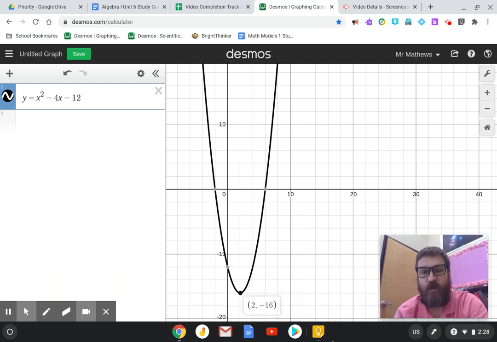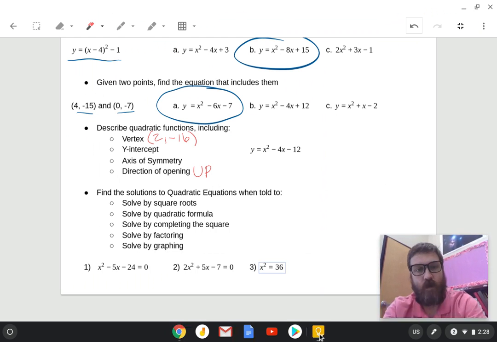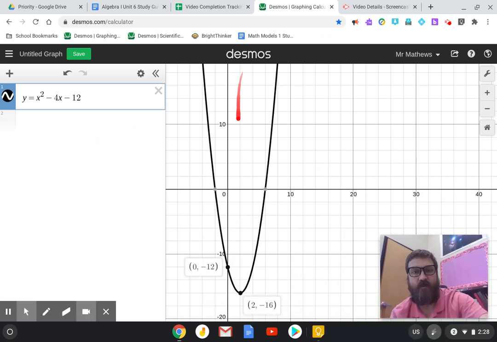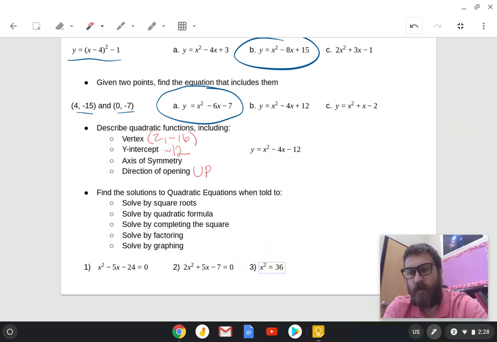And then the next thing it asks for is to find the y-intercept. The y-intercept is where it crosses the y-axis. Remember, the y-axis is the vertical axis. So that's this point right here at (0, -12), or you can just put -12. And then the axis of symmetry is the x value of the vertex, because if you remember, the axis of symmetry is the line that sort of divides that parabola into two equal parts. So it's going to be at x equals 2. So write that down. X equals 2.